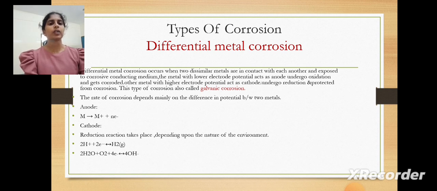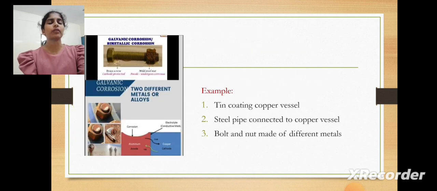In this type of corrosion, the rate of corrosion depends mainly on the potential difference between the two metals, and there are anode and cathode reactions, with oxidation and reduction reactions taking place depending upon the nature of the environment. Examples of differential metal corrosion are tin coating on copper vessels, a steel pipe connected to copper vessels, and a bolt and nut made of different metals.